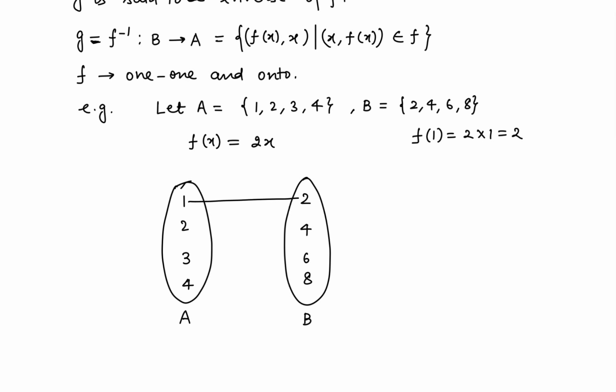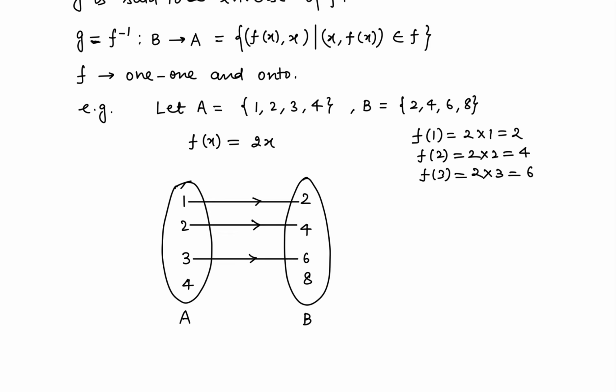So 1 will connect to 2. F of 2 will be equal to 2 multiplied by 2 equal to 4. So 2 will connect to 4. F of 3 will be equal to 2 multiplied by 3, that is equal to 6. So 3 will connect to 6. F of 4 will be equal to 2 into 4 will be equal to 8. So here 4 will connect to 8. Okay, so this is a function from set A to set B.